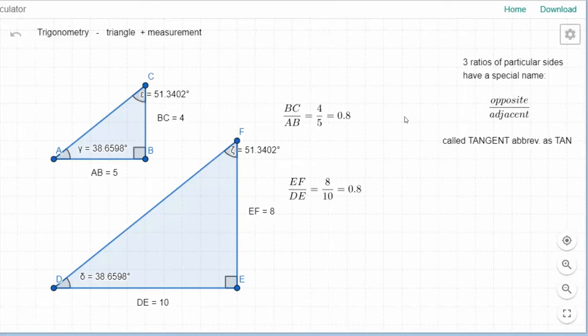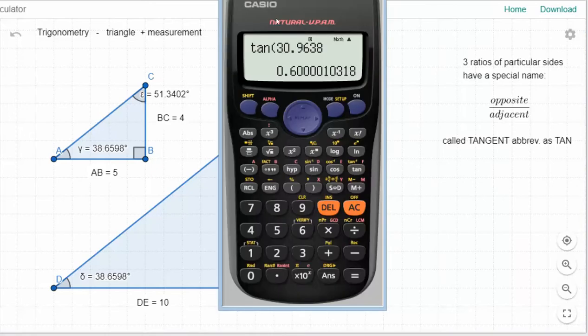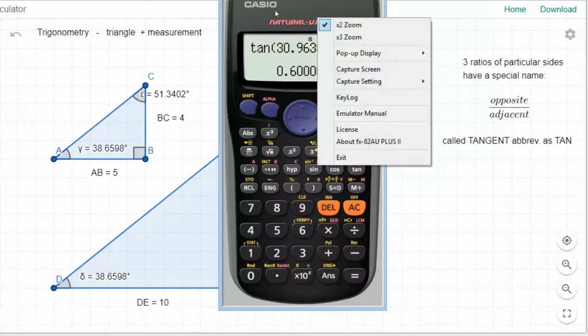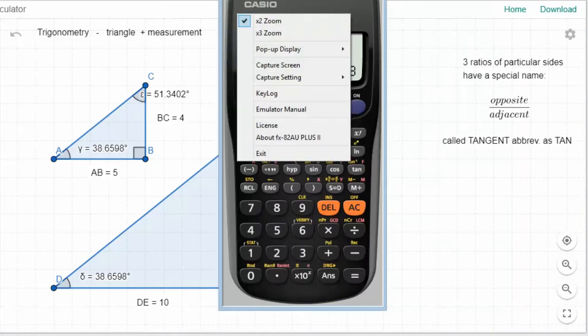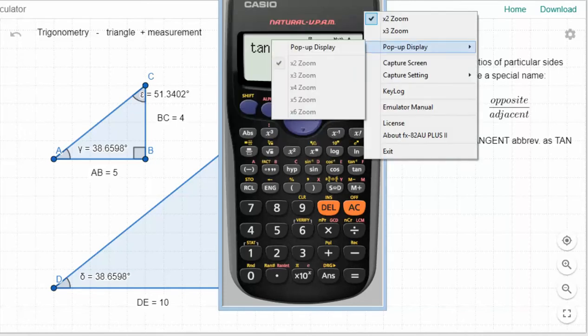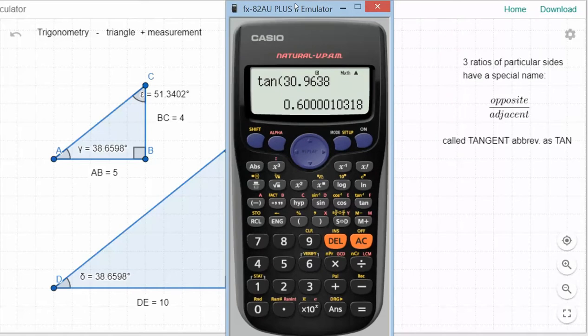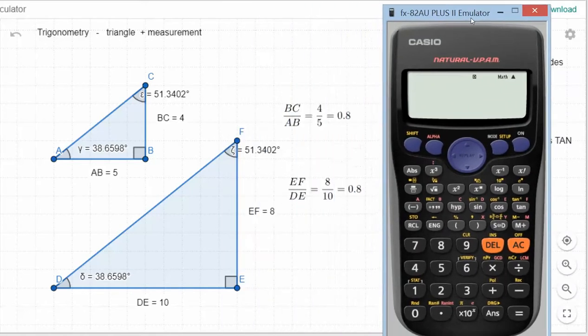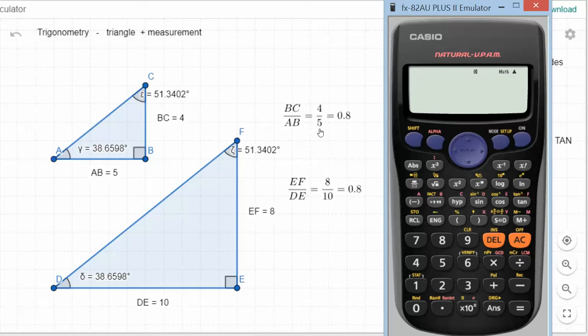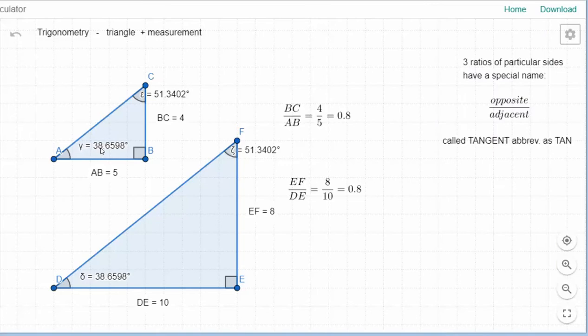Now with trigonometry, we can work out angles and sizes. So if you go to your calculator, here's my calculator, and let's have a look at this on the board. So this is called the tangent ratio. Now if you type tan on your calculator and you type this angle in, so here you see the angle's 38.65 something.